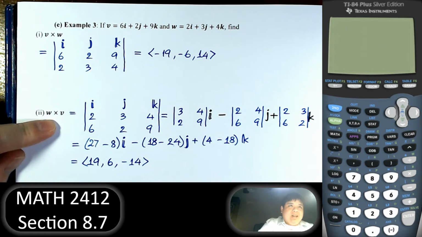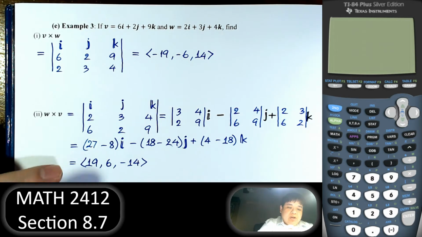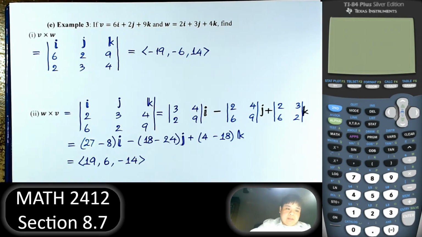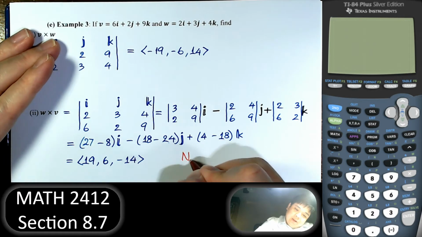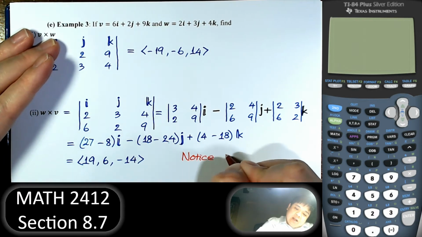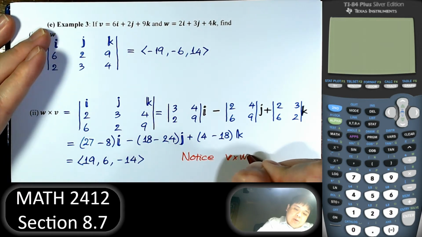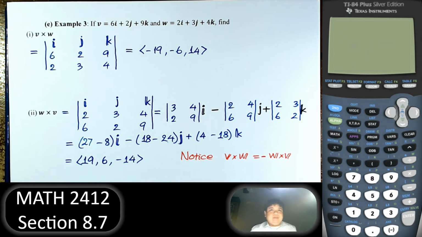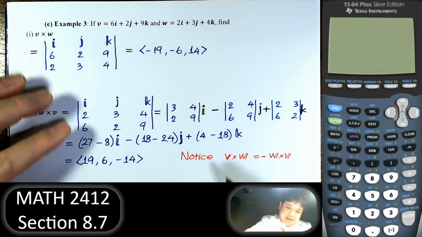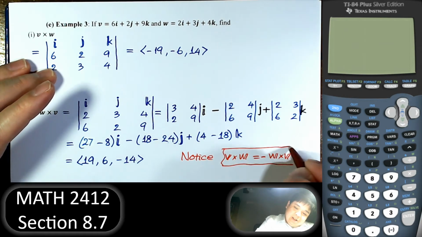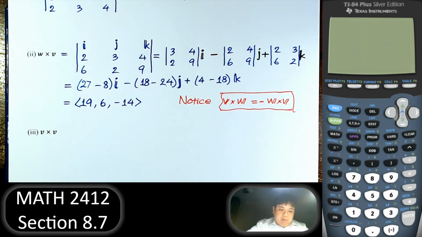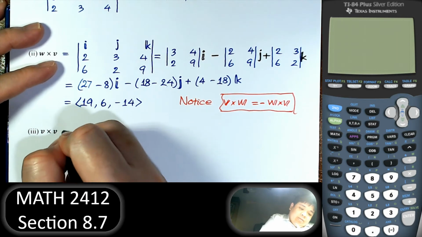So what we see here is V cross W and W cross V. You see they're opposite to each other. So here notice that V cross W is equal to the opposite of W cross V. Now let's find the vector product of V and itself.